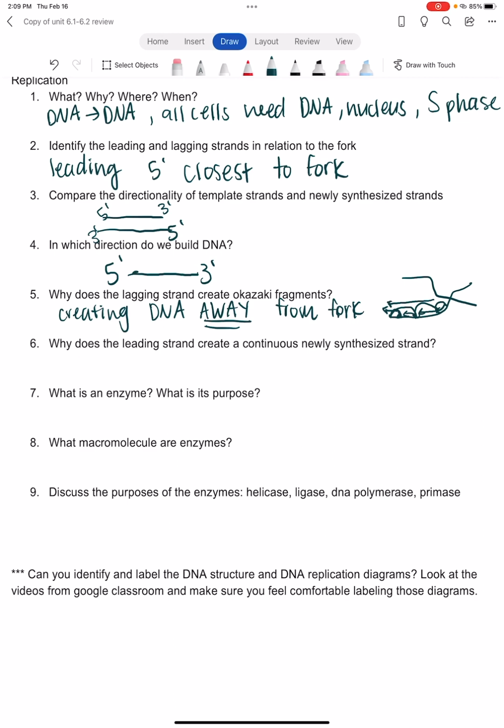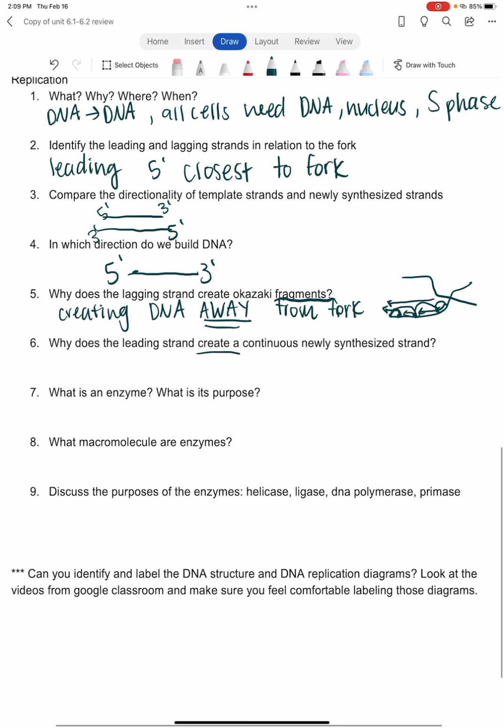So, the DNA is being unzipped, so that's why we have to do our jumps, and that gives us these fragments, and then who is going to glue them together? Ligase. And then for the opposite reason, the leading strand creates a continuous newly synthesized strand because it is replicating towards the fork and it's expanding.